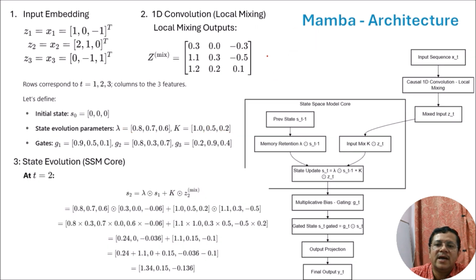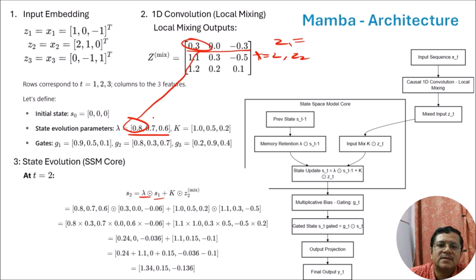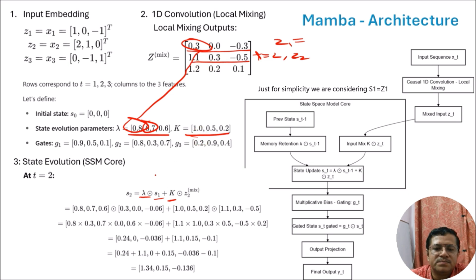Now just take t equal to 2. You already know this is z2, and that was our z1. So we multiply lambda with our s1, that s1 is our z1. When we do element-wise multiplication of this value with this value, first with first, second with second and third with third, and similarly with this k and z2, we will get this value.